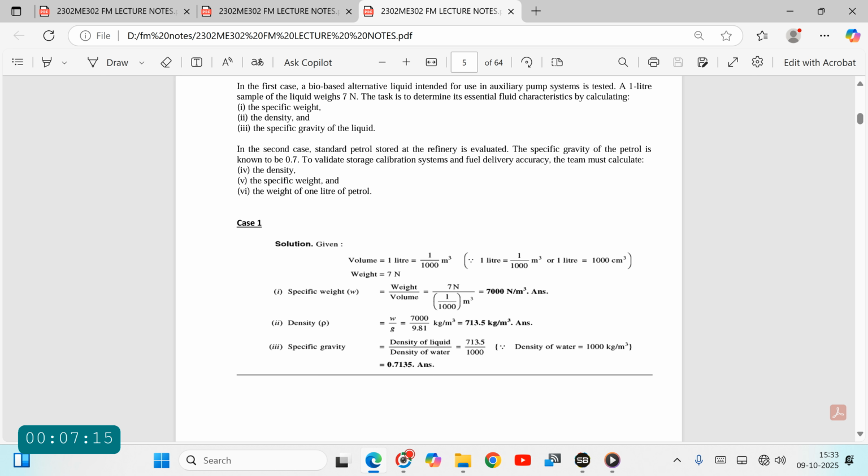In the second case, standard petrol stored at the refinery is evaluated. We have two cases given in this problem. Standard petrol stored at the refinery is evaluated.